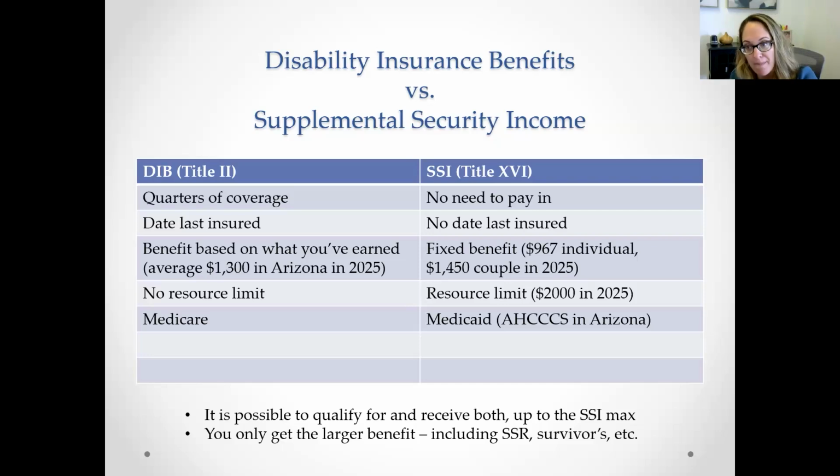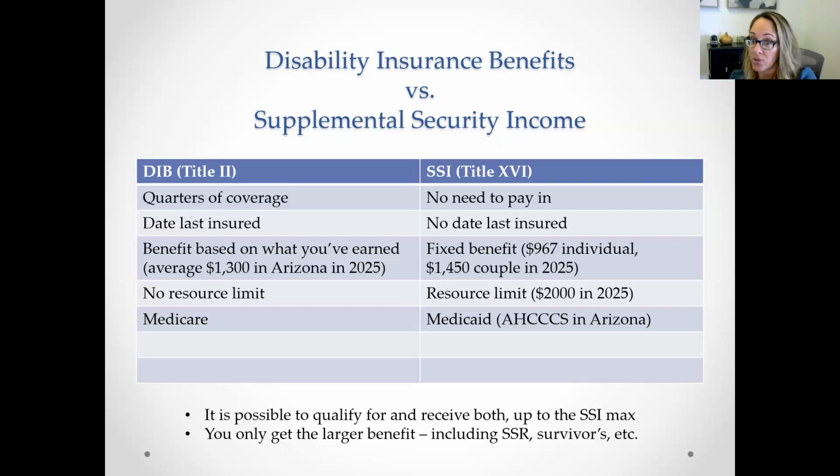Instead of the monthly benefit amount being based on what you paid in, because maybe you never paid in, it's just a fixed amount that's designated by the government. Right now, it's $967 for an individual, $1,450 if you're a couple. And again, this is in 2025. That monthly amount changes a little bit each year. It might be raised for cost of living increase. These numbers are for 2025. So that's how much you get. You can't get more. You might get less, and I'll talk about that later, but that's the maximum.